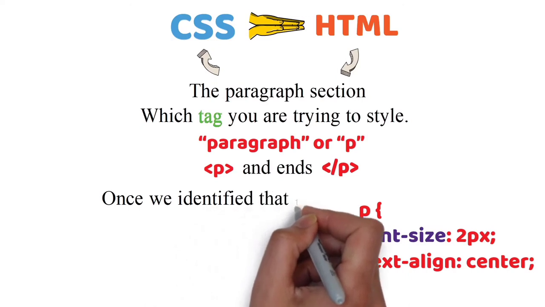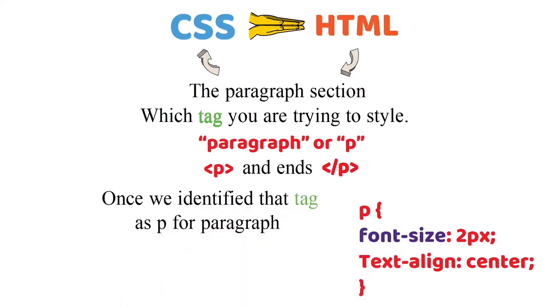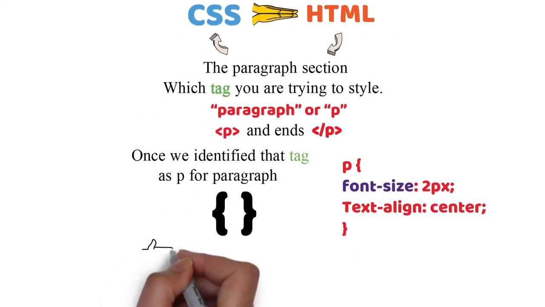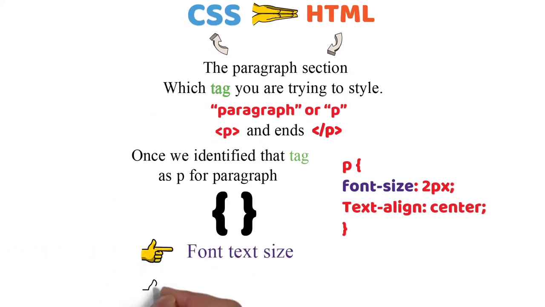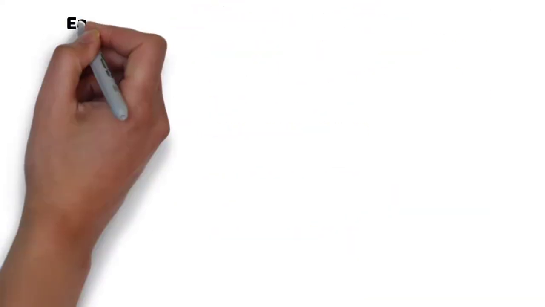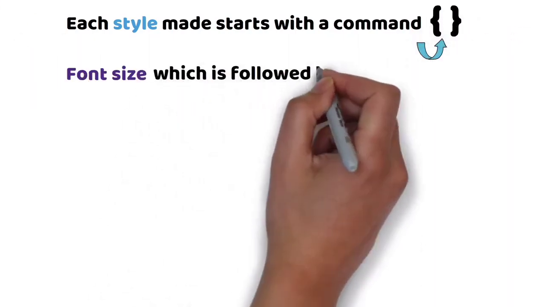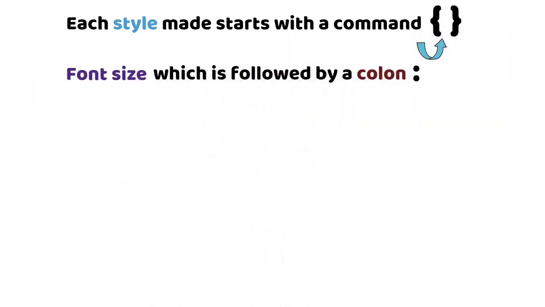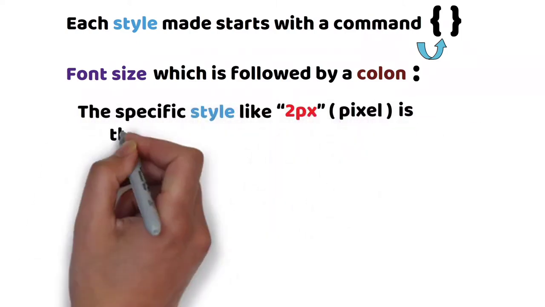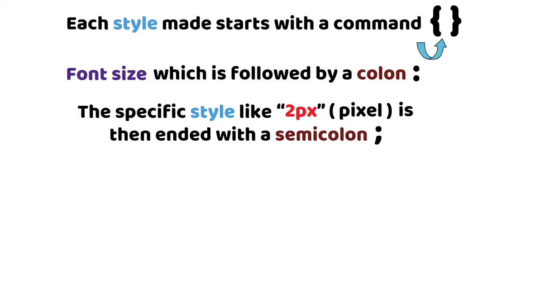Once we identified that tag as P for paragraph, then, with an open and closed curly bracket, we can go on to change things like font text size and its position on the page, etc. Each style made starts with a command inside the curly brackets, such as font size, which is followed by a colon. The specific style, like 2px, pixel, is then ended with a semicolon.